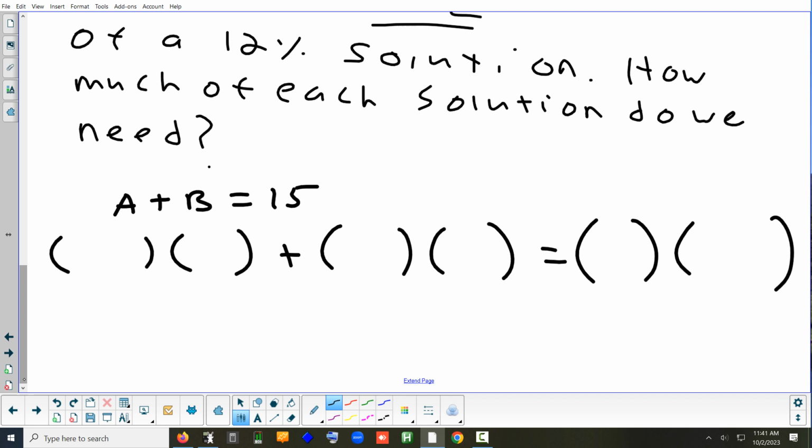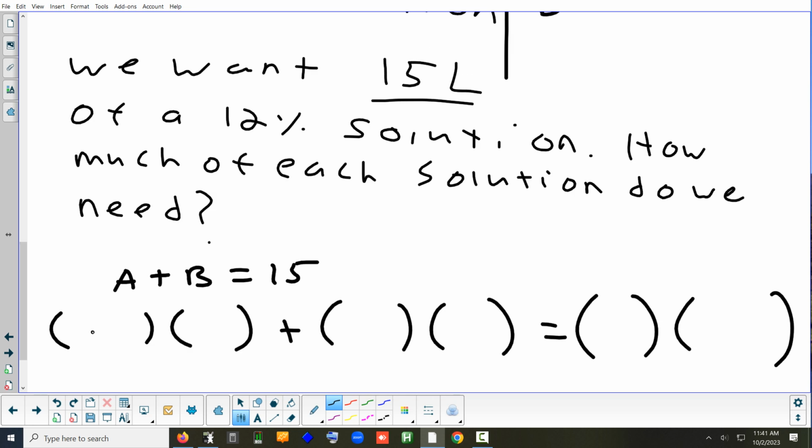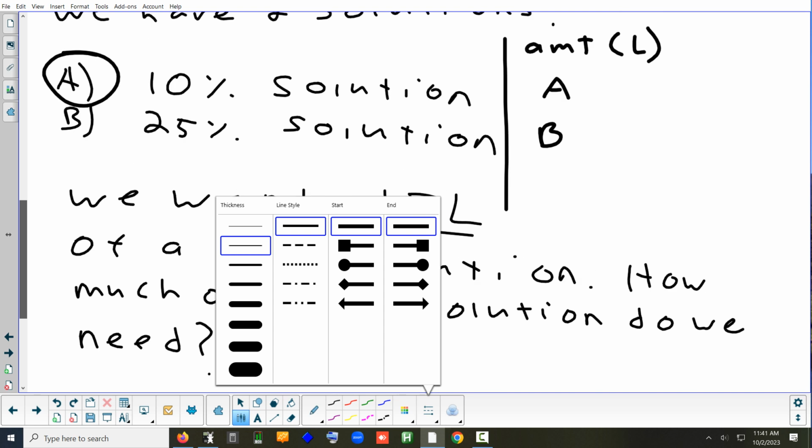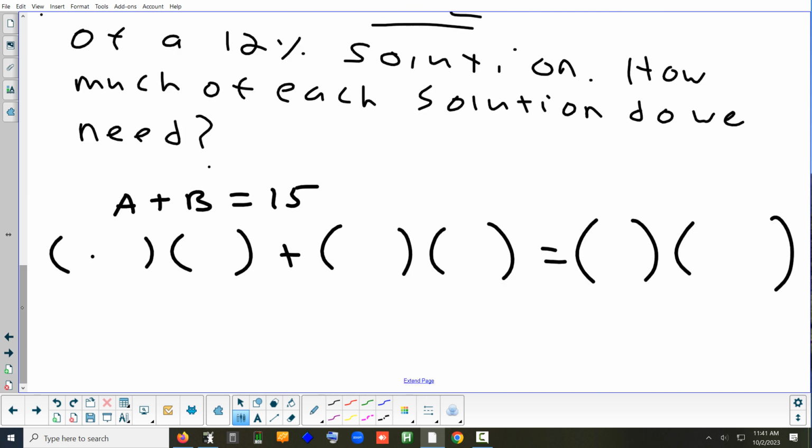Okay, so what's the concentration of my first solution? 10%. And how would you write that as a decimal? 0.1. And how much of the 10% solution do we need? A. Concentration of my second solution? 0.25. And how much of the 0.25 solution do we need? B liters. And then what's the final concentration?